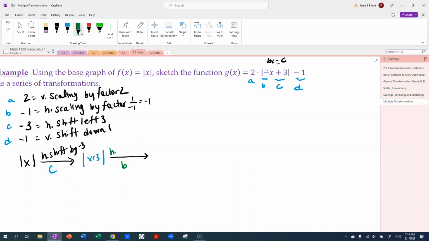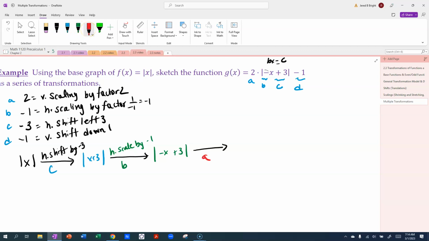So I horizontally scale by -1. So again, I would take my absolute value expression, and I replace x with negative x, 1 over -1 times x. There we go. Okay, so C, B, and then A would be up next.